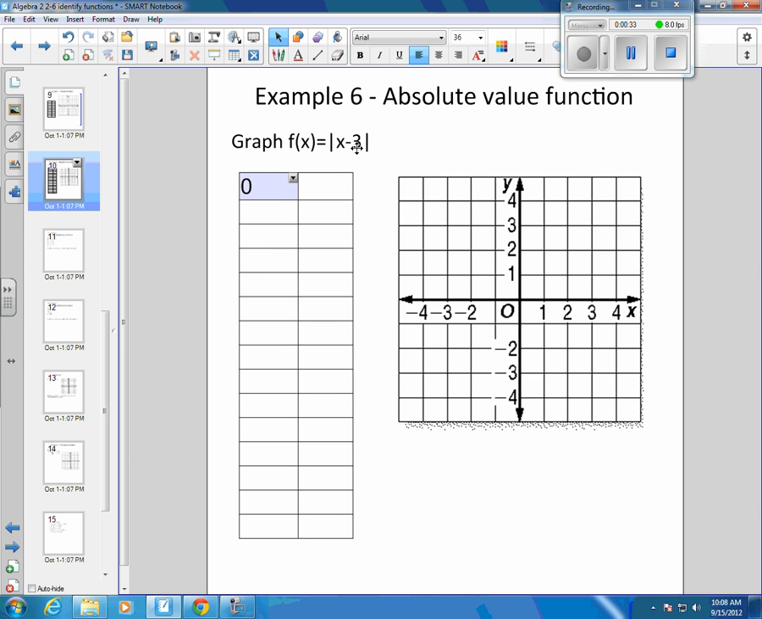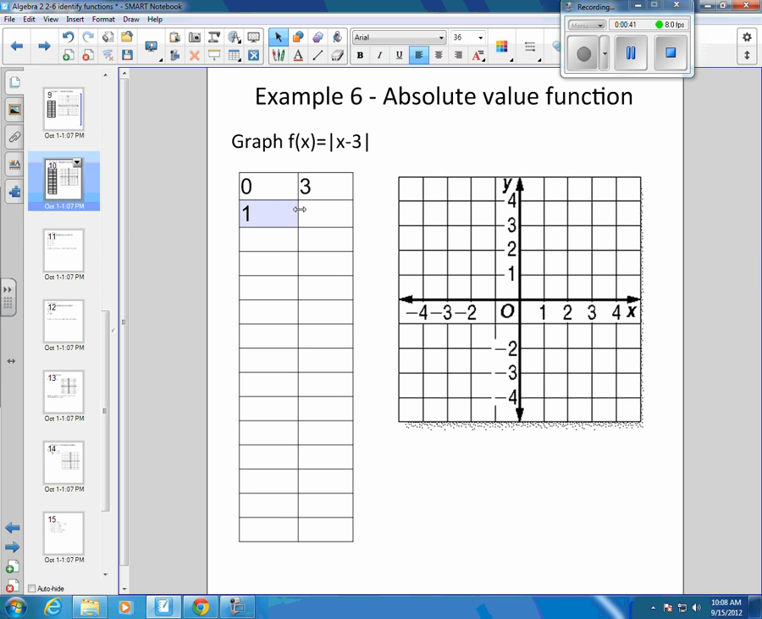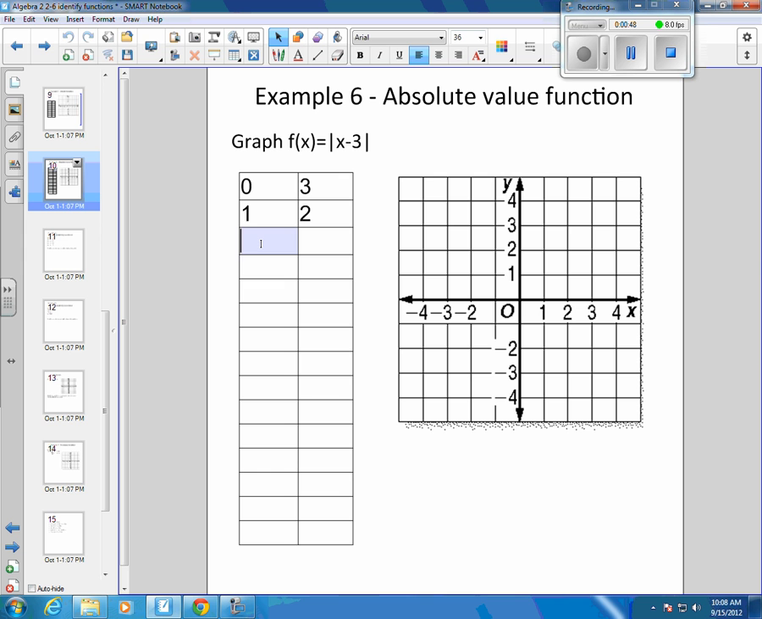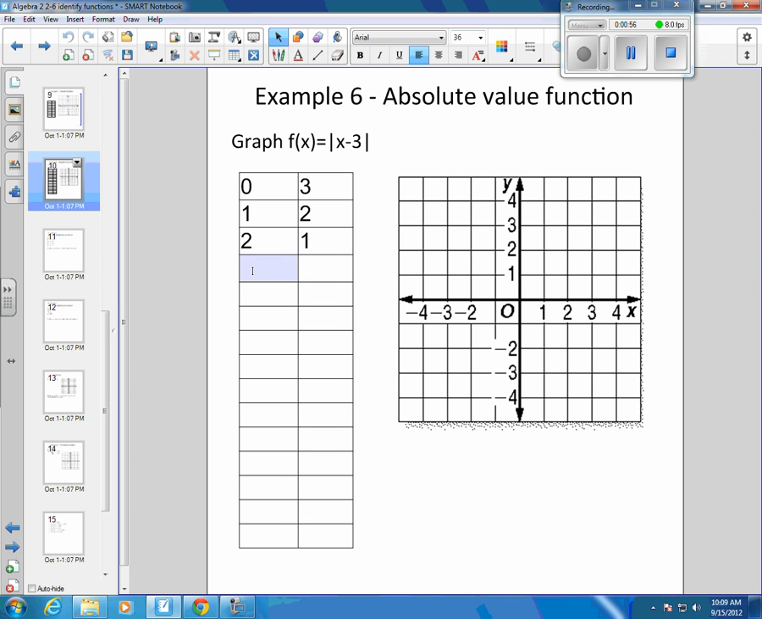If I put 0 minus 3, that would be negative 3. So negative 3 absolute value would be positive 3. If I put in a 1 here, 1 minus 3 would be negative 2. Absolute value of negative 2 is positive 2. And I'm still in 2 for x. 2 minus 3 is negative 1. Absolute value of negative 1 is positive 1. Let's go to 3. 3 minus 3 is 0. Absolute value of 0 is still 0.